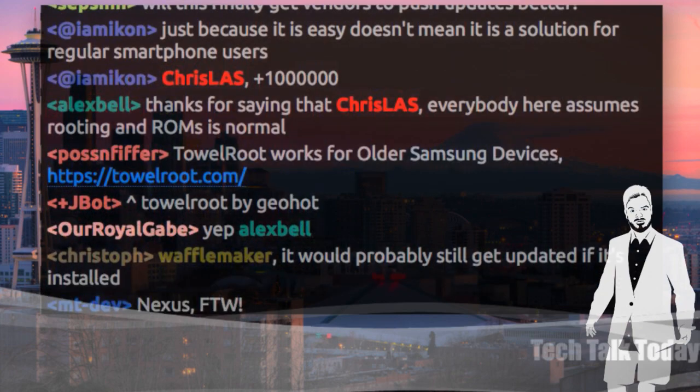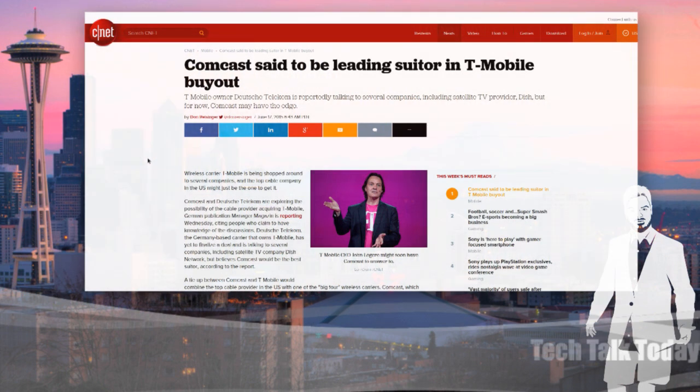Well, while we're talking about mobile phones and carriers, everybody wants to buy T-Mobile. Now Comcast appears to be in the lead. T-Mobile owner Dish Telecom is reportedly talking to several companies, including a satellite TV provider like Dish. But now it looks like in negotiations, your friend and mine, Comcast, has the leg up.